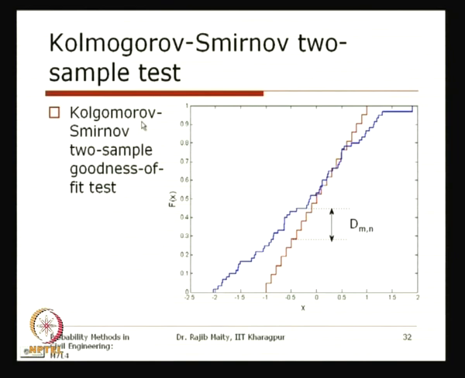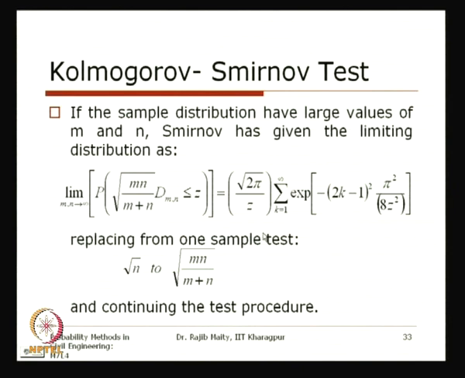So the K-S test for the two sample goodness of fit looks like this, and we have to pick up the maximum one. Now, when the sample distributions have large values of m and n, Smirnov has given the limiting distribution as this: the square root of mn by m plus n, multiplied by Dmn, less than or equal to z, equals square root of 2 pi by z, summation of k equals 1 to infinity, exponential of minus (2k minus 1) squared multiplied by pi squared by 8z squared.